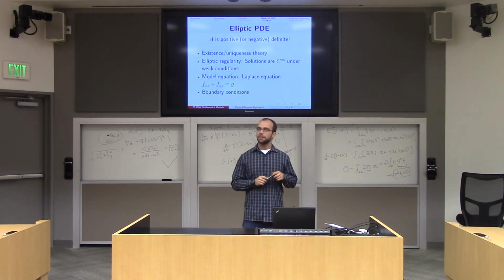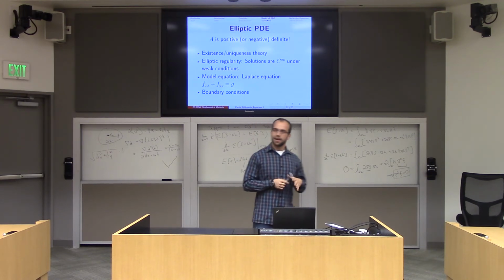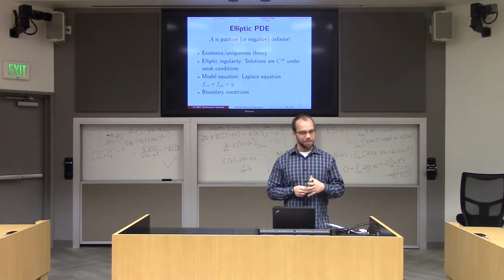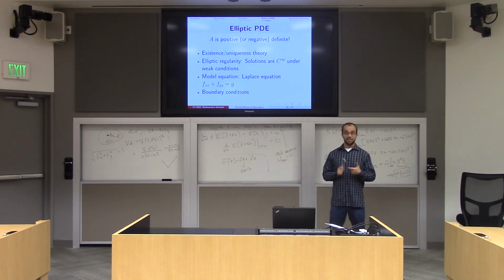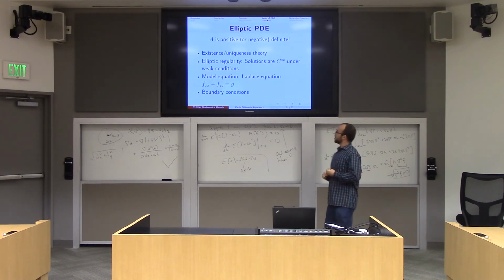You should go pick up, what is that book? I forget. One of those big scary yellow math books that I'm sure none of you will actually pick up. It goes through this theory in lots of detail, and you can prove all kinds of things about elliptic PDE. For one thing, they have solutions, and the solutions are unique, which is nice.